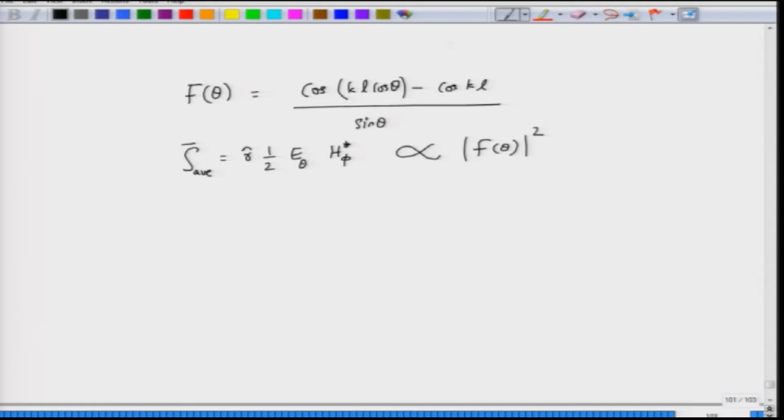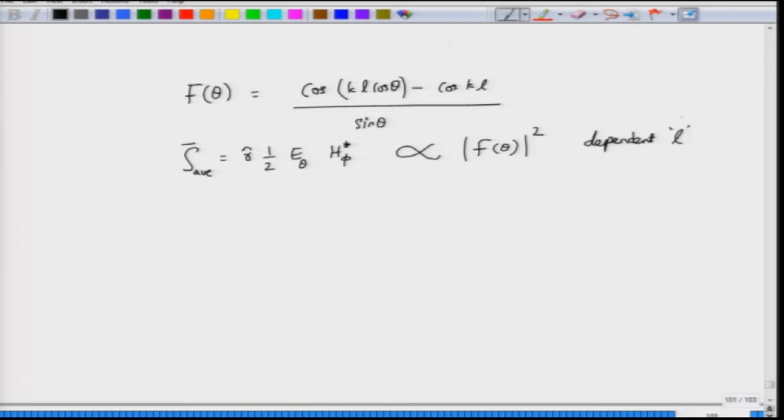Of course, f of theta is real in our case, therefore you could simply have written it as f square theta, but writing this as f of theta magnitude square will eliminate any misconceptions about the fact that this could be a negative number as well. Because it is power, it will always be a positive number. Of course, this f of theta magnitude square is also dependent on the length of the antenna.